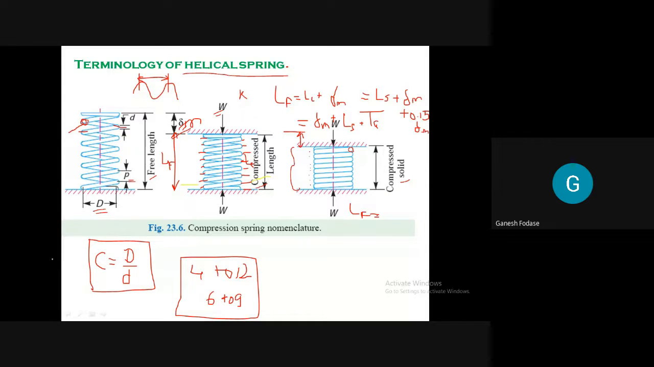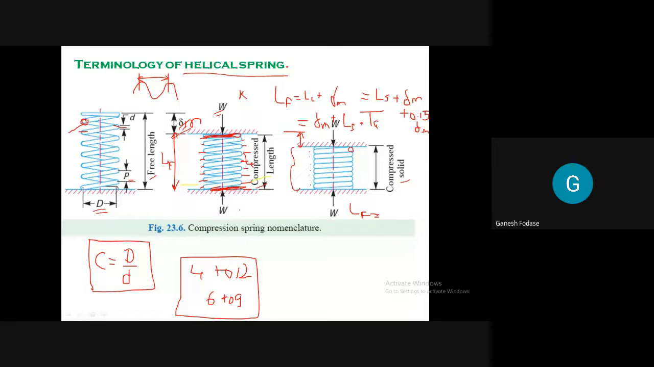The coils which are taking part in spring action, which are subjected to force and will deflect under the force, are called the active coils. But the coils which are not taking part in spring action, let's suppose this spring I'm saying, this is a ground end spring, so this is not taking part in spring action. It will not deflect under spring action. This kind of wires are called the inactive coils. So total number of coils is equal to active coils plus inactive coils.